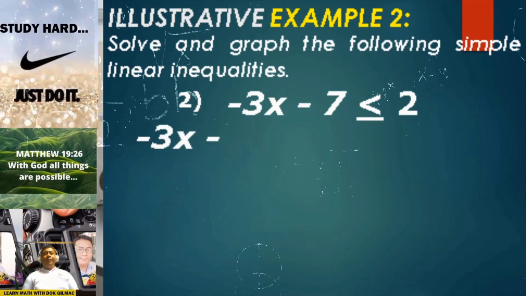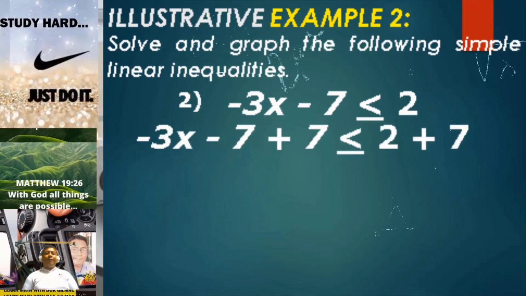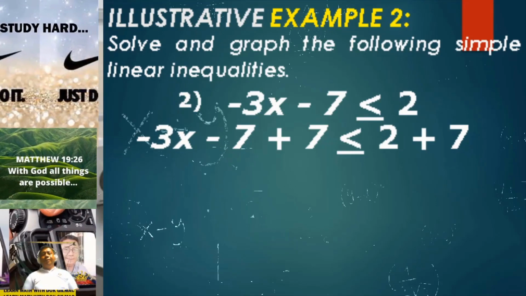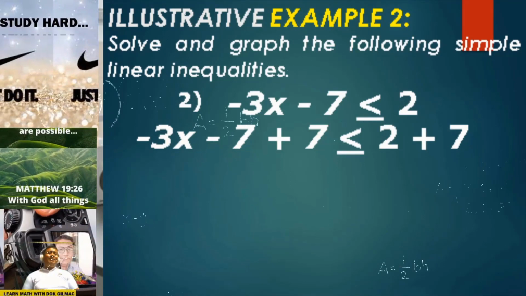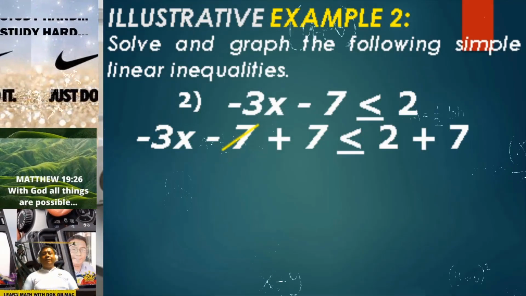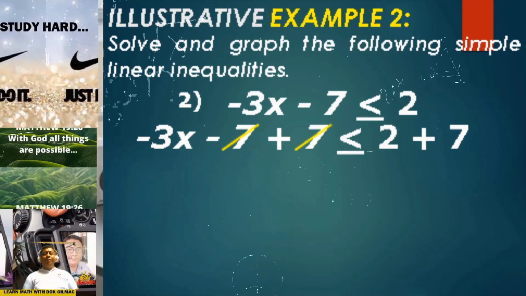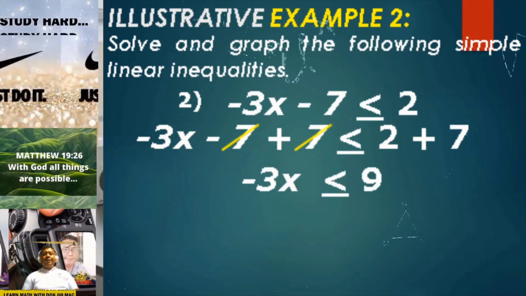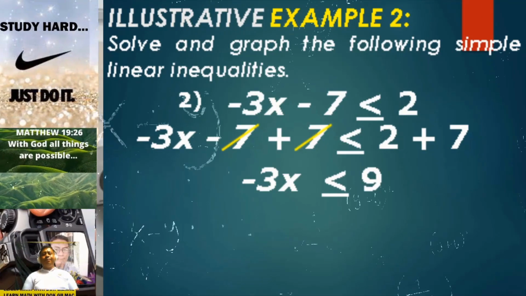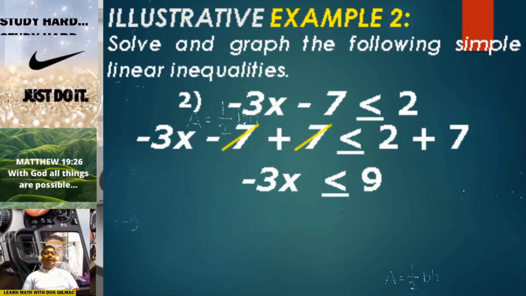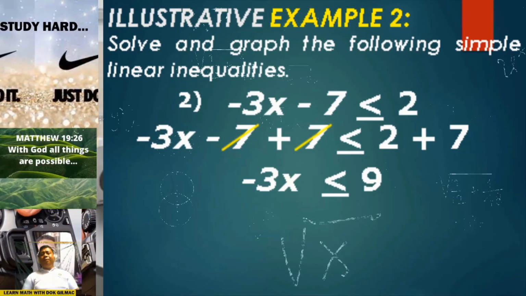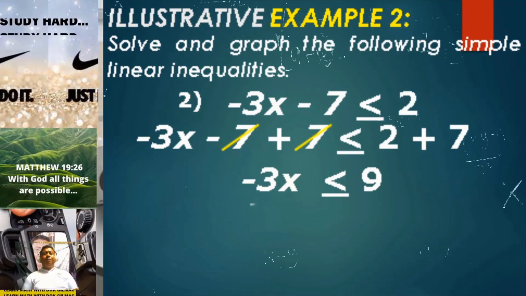So we have negative 3x minus 7 plus 7 is less than or equal to 2 plus 7. From here, we can simply cancel negative 7 and positive 7. So we have negative 3x is less than or equal to 9, since 2 plus 7 is equal to 9. Applying division property of inequality, we can divide both sides of the inequality by negative 3.